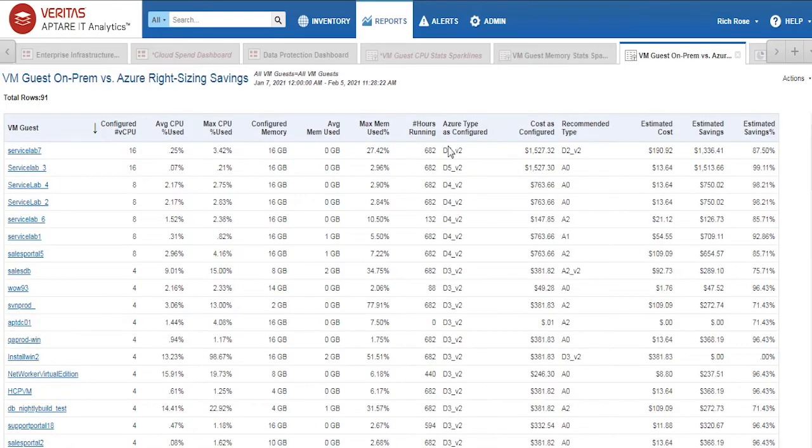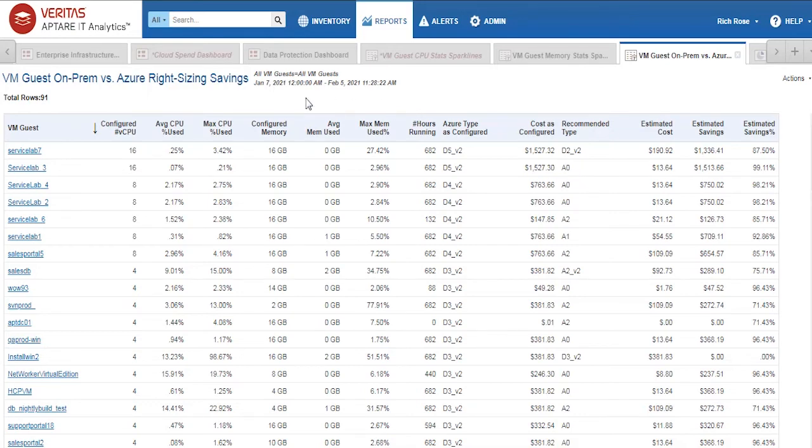So based on the fact that it's only using about 27% of the memory and a tiny fraction of the CPU, we calculate that the system would only need a D2 v2 if moved into the cloud, and that would only cost $190 a month. So this is an example of how we can look across your entire VMware environment. We can show you what it would directly translate to if you were to move it, and we can make a recommendation based on what its actual consumption was.